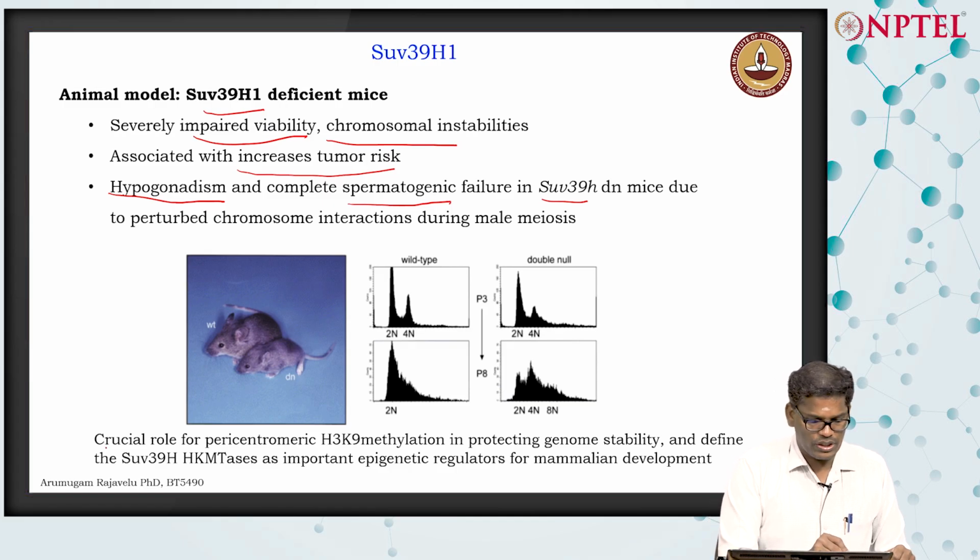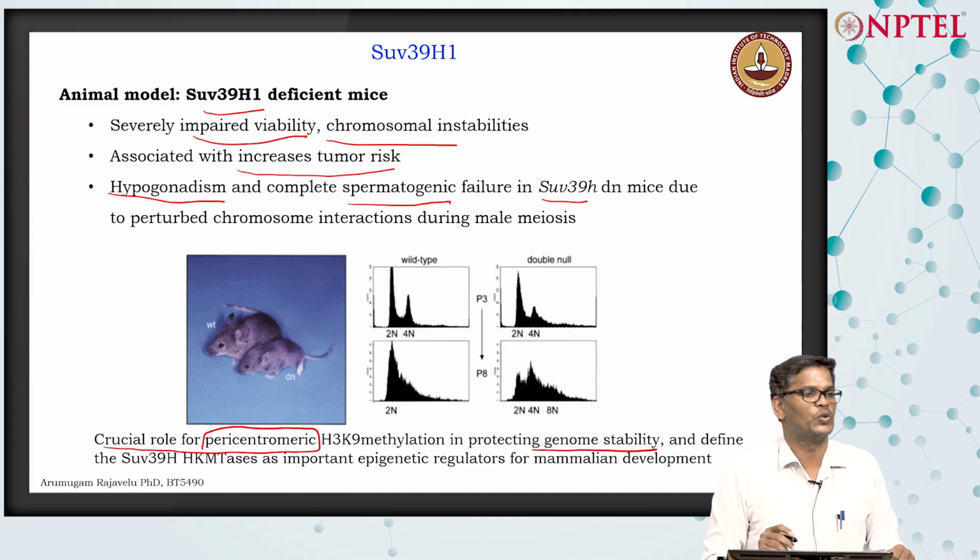So it is crucial for methylation at these pericentromeric regions, which is essential to protect the genome. So altogether, it is a very essential enzyme along with its gene repressive functions. It is essential to shape the chromosome structures.